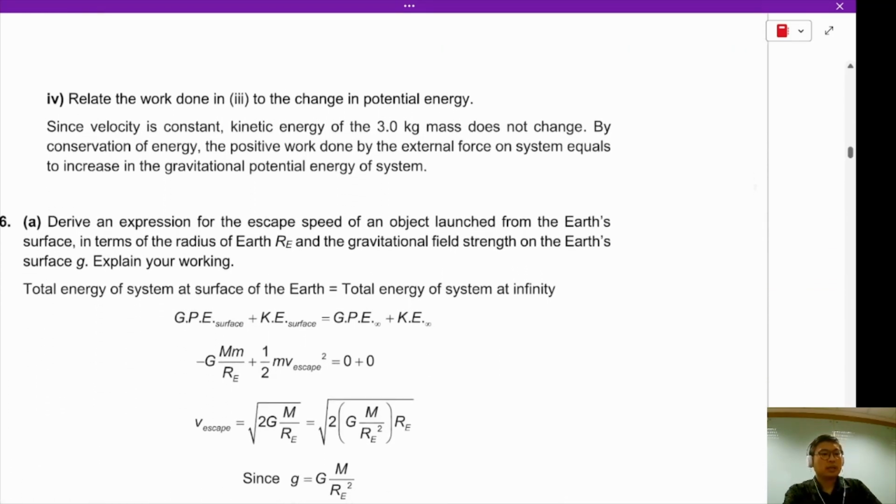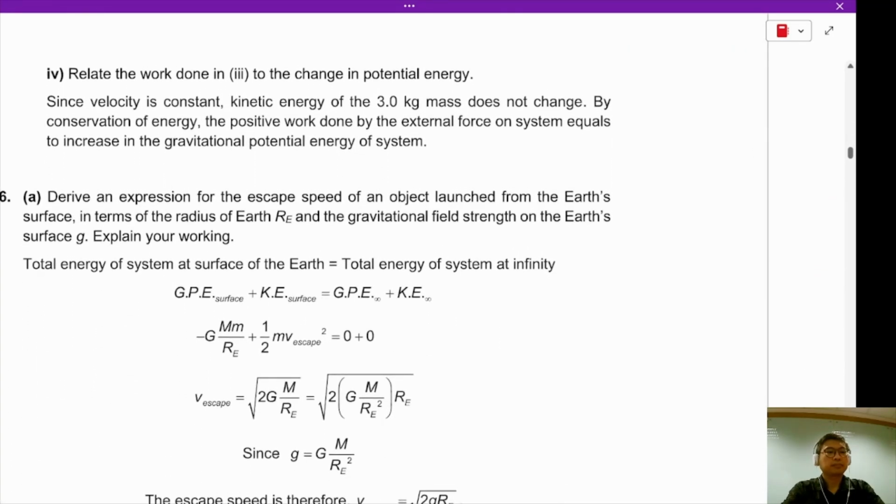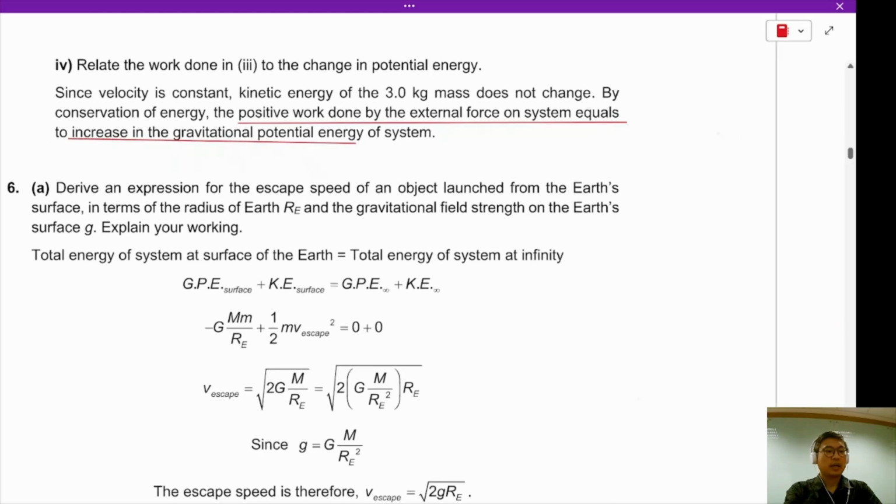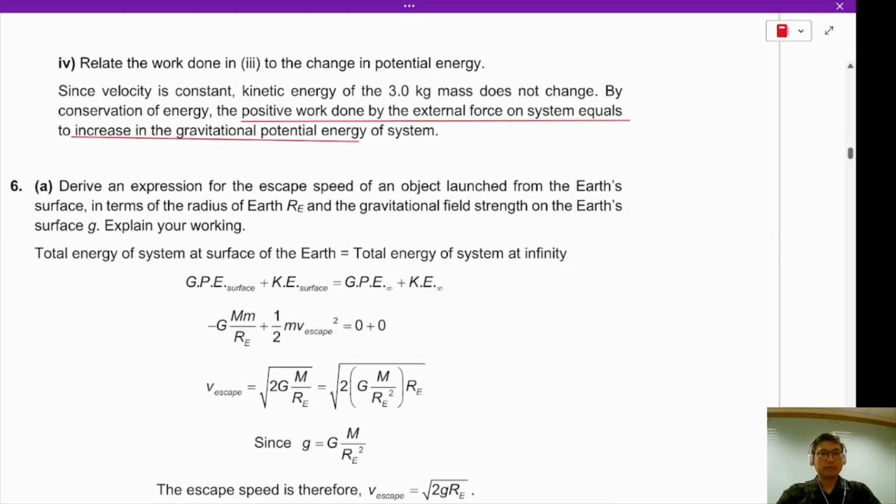Now relate the work done to the change in potential energy. Since the velocity is constant, the kinetic energy of the 3 kg mass does not change. By conservation of energy, the positive work done by the external force equals the increase in the gravitational potential energy of the system. So the keywords here are: the positive work done by the external force equals the increase in the gravitational potential energy. Right? So these are the keywords. And that's all for question 5.